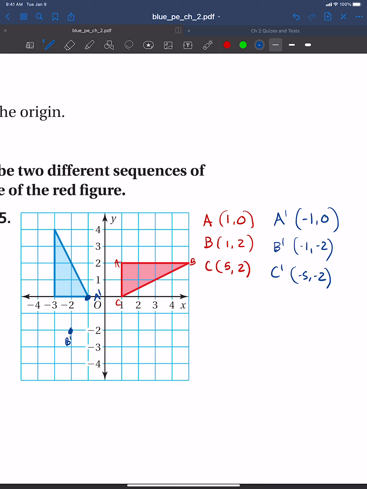Okay, -5, -2. Let's see, I made a mistake somewhere. There we go, B. It should go right there. Okay, erase that mistake.